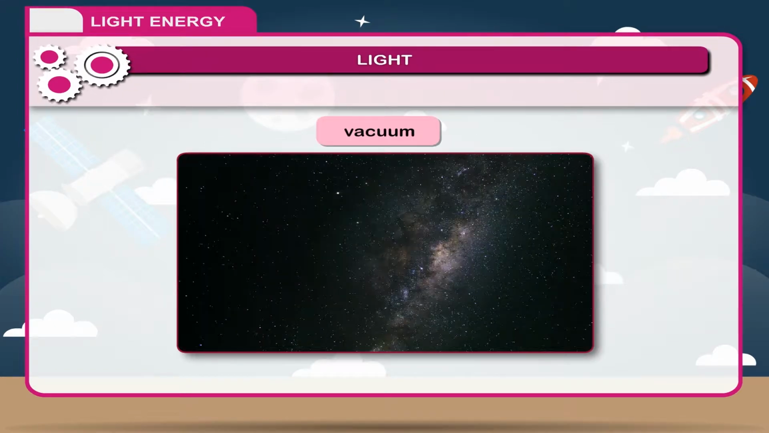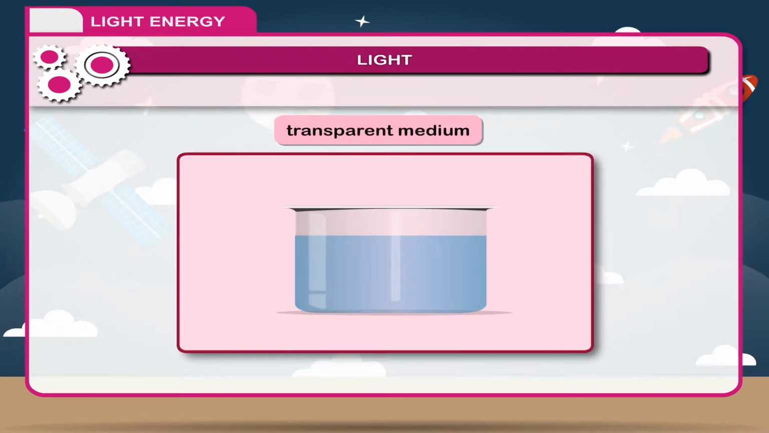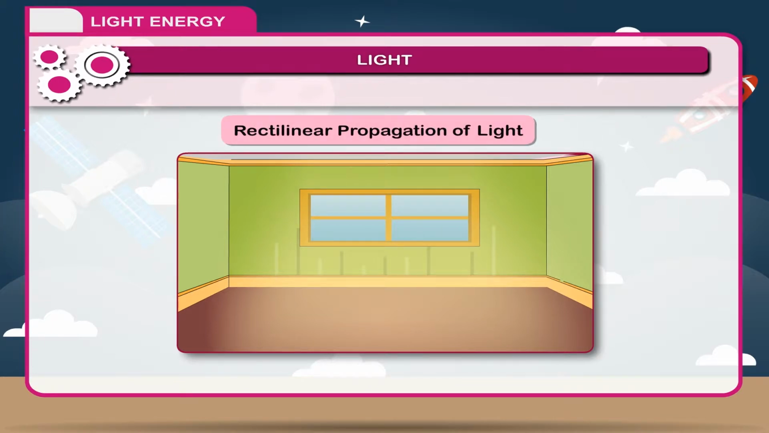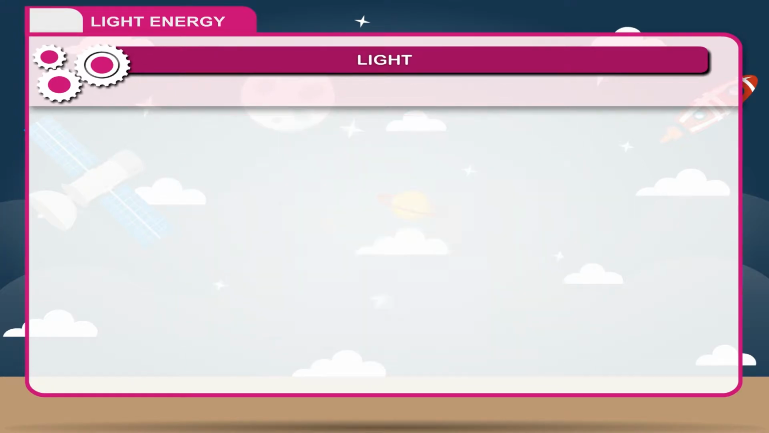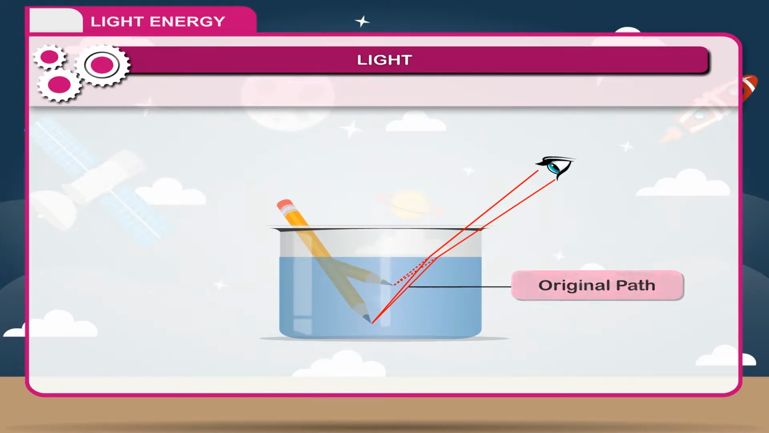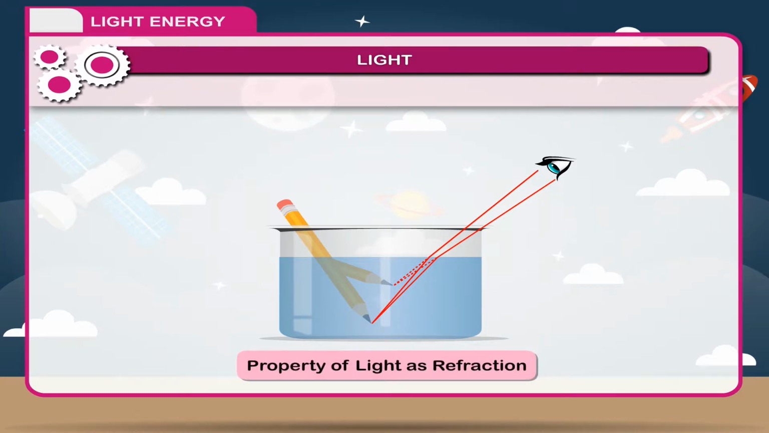Light can travel through vacuum and in any other transparent medium. While traveling through a medium, light always travels in a straight line. This property of light is called rectilinear propagation of light. But when it travels from one optical medium to another and is incident at the surface of separation, it deviates from its original path. We call this property of light refraction.